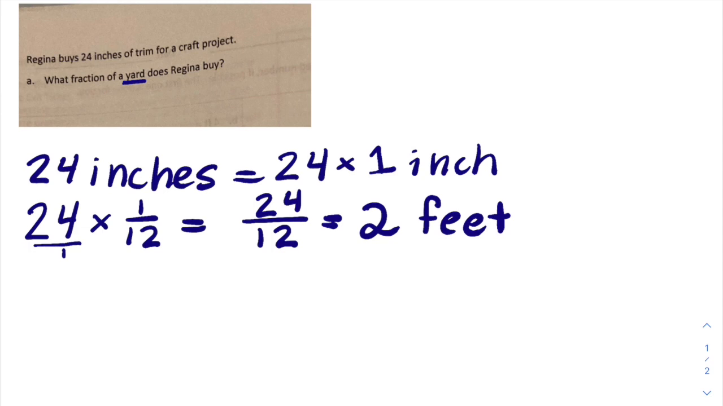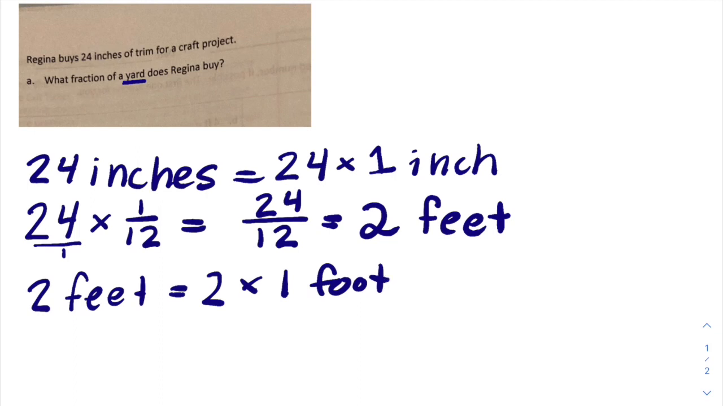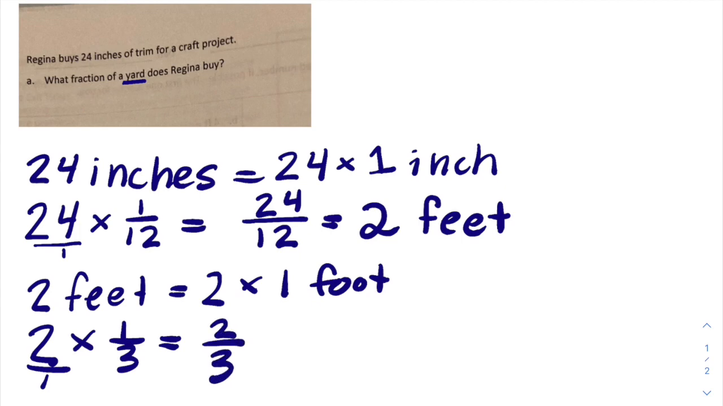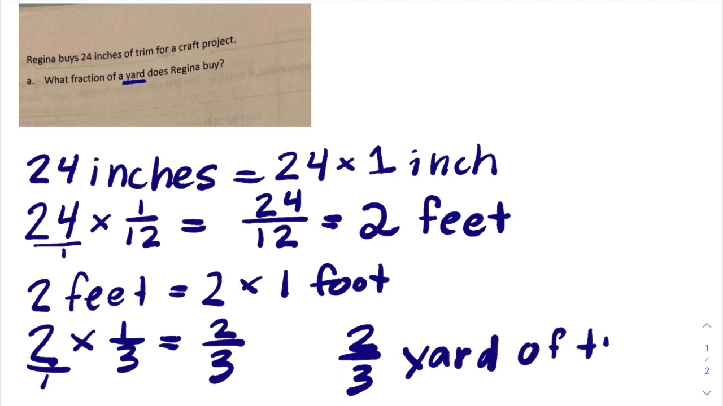So if we keep going from there, we know that 2 feet equals 2 times 1 foot. And 1 foot is 1/3 of a yard. So now we have 2 times 1/3 equals 2/3. So Regina bought 2/3 yard of trim.